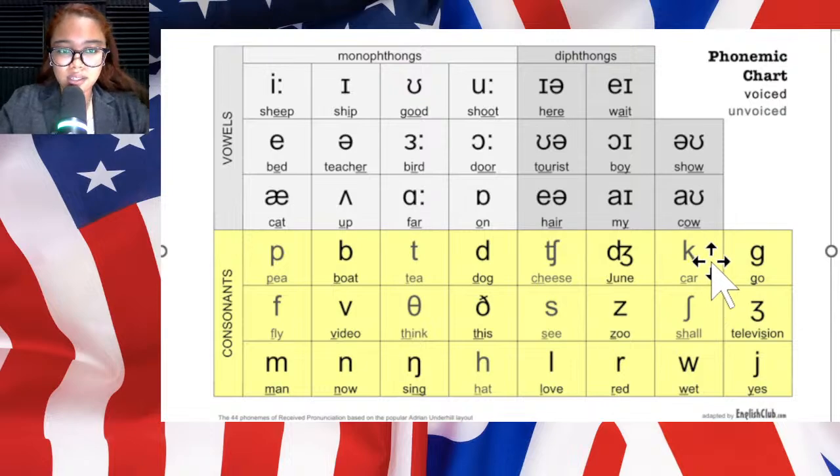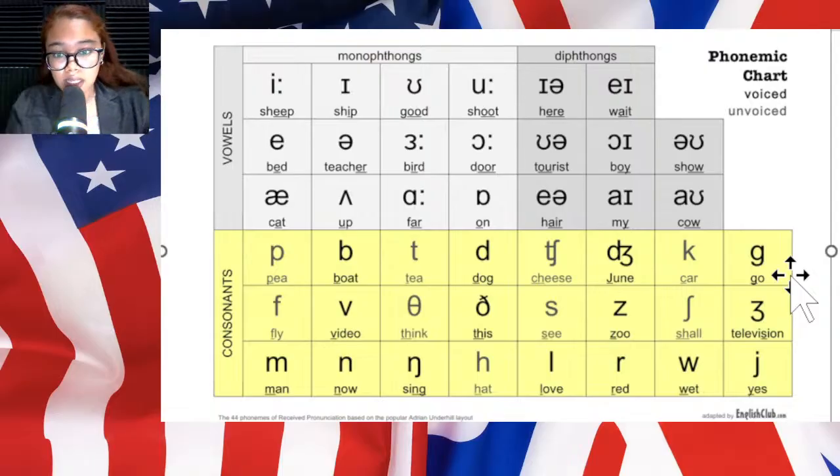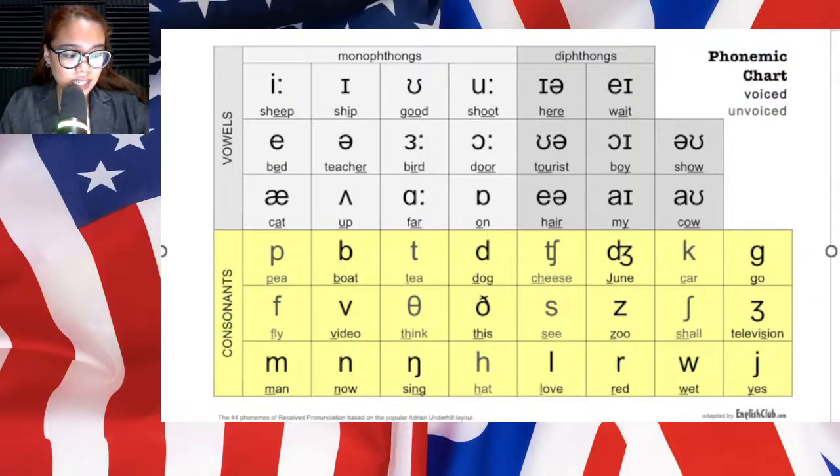So the K consonant is finished. We're now ready to tackle its voiced partner, the G sound, as in go. So are you ready to continue? This will be the last consonant sound that we're going to tackle this evening.